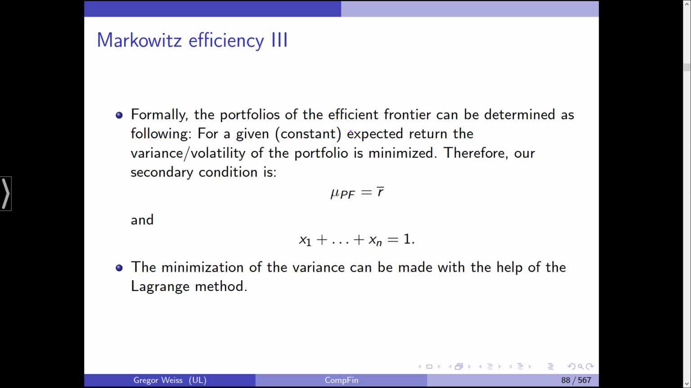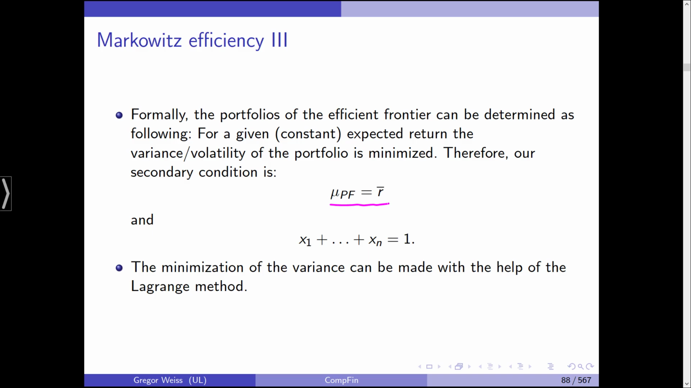Formally, mathematically speaking, the portfolios on the efficient frontier can be determined algebraically as follows. We take a given constant expected return, and then it's a minimization problem. We minimize variance or volatility, and our two conditions in our optimization program are: first, we have to set one of the metrics constant. In this case, we set the portfolio expected return constant to, let's say, 5%. And we also require that all the weights that we use in our portfolio add up to 1. And this minimization of the variance can be made, for example, with the help of the Lagrange method. And later in the lecture, we'll see how this can be done in practice using real data in MATLAB.